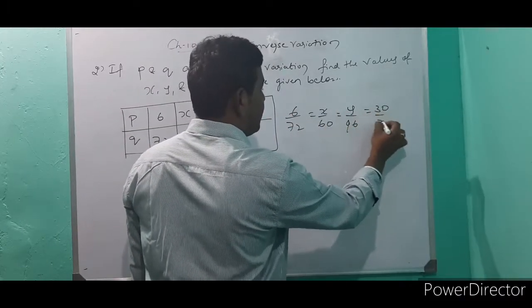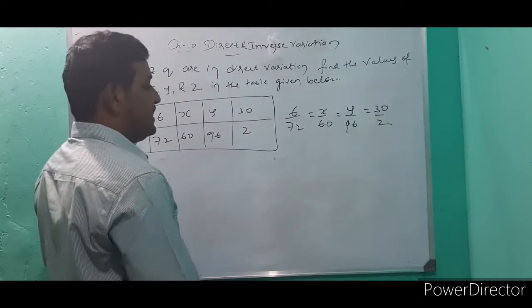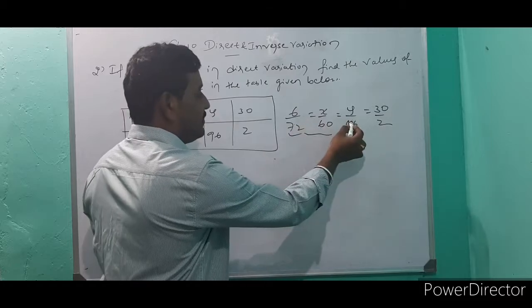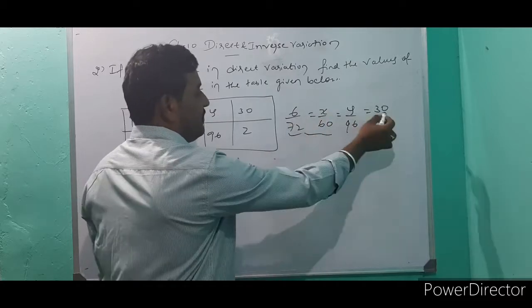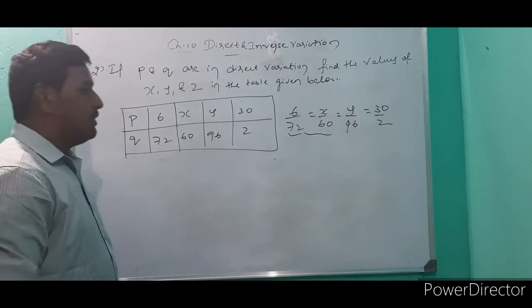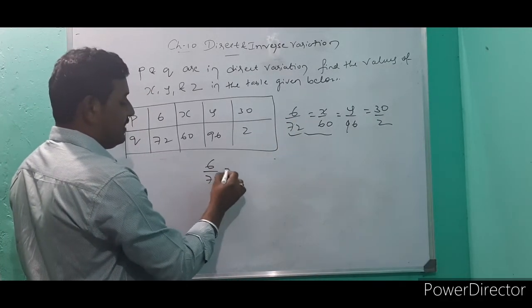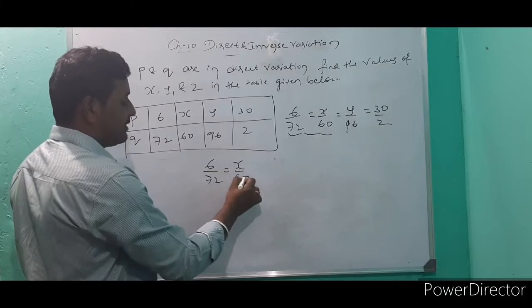Equation 30 divided by z. So you can equate these two, you will get the x value. You can equate these two, you will get the y value. You can equate these two, you will get the z value. So first I am equating these two. 6 divided by 72 is equal to x divided by 60.